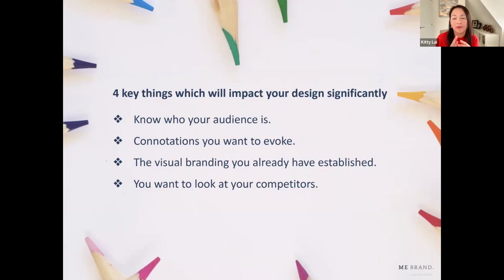And also, you want to look at your competitors. So what else is happening in the market? What are they doing? Is there something you can do better? Something that will help you stand out over your competition. And generally, when I do research, I look at Pinterest, Instagram, and Google really. But Pinterest is my usual go-to place to get some inspiration in terms of design.